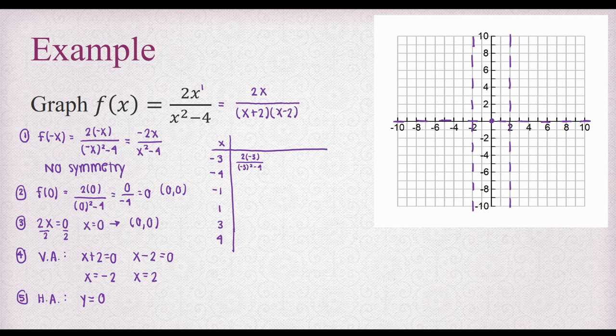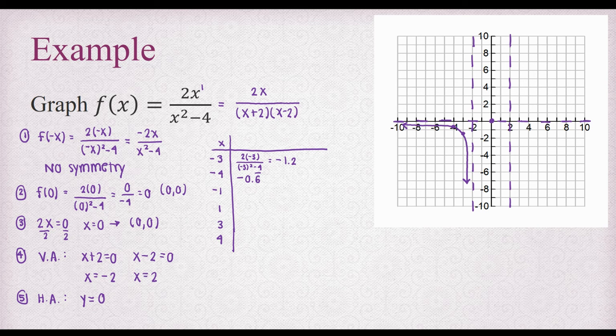Okay, so when I plug -3 in, so 2 times -3 over -3 squared minus 4, that's going to give us roughly -1.2. So at -3, we've got -1.2, a little bit below -1. When I plug -4 in, I'm going to run out of room, so I'm going to put it into my calculator. Looks like I get -0.6 repeating. So it looks like it's getting closer to that horizontal asymptote. Okay, so it's going to get closer and closer to each of those vertical and horizontal asymptotes.